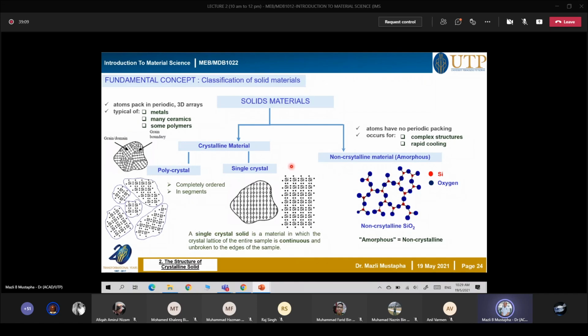So the most important point we can derive from this slide is that solid materials can be divided into two: crystalline material and non-crystalline material. And the crystalline material can be divided into two: polycrystal and single crystal. A polycrystal is a complete order in segments. This is how you differentiate between polycrystal and single crystal, by having the grain boundary. This one is just one grain, and for this one there are many grains.